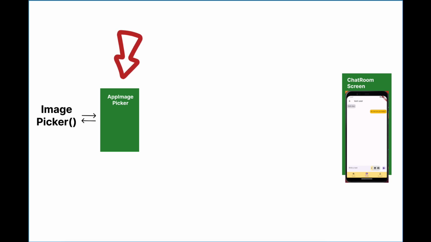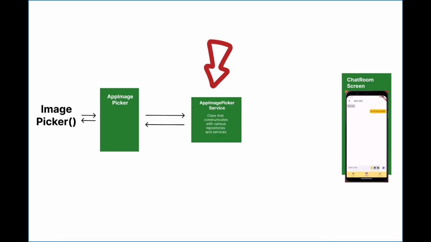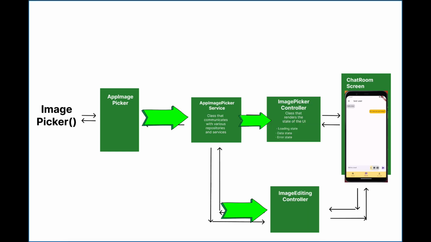By encapsulating this, we gain flexibility, especially when writing unit tests. Then we will create an AppImagePickerService here. Think of this as the brain behind our image picking operation. It communicates with our custom AppImagePicker class to fetch images. Once fetched, it interacts with our controllers to manage and reflect these images in our UI.